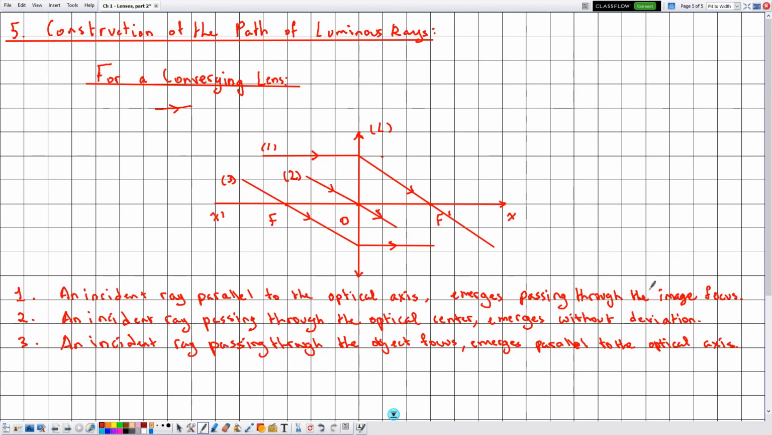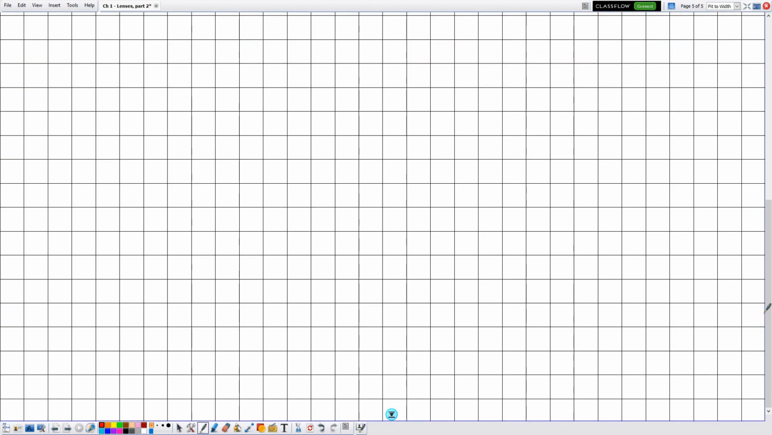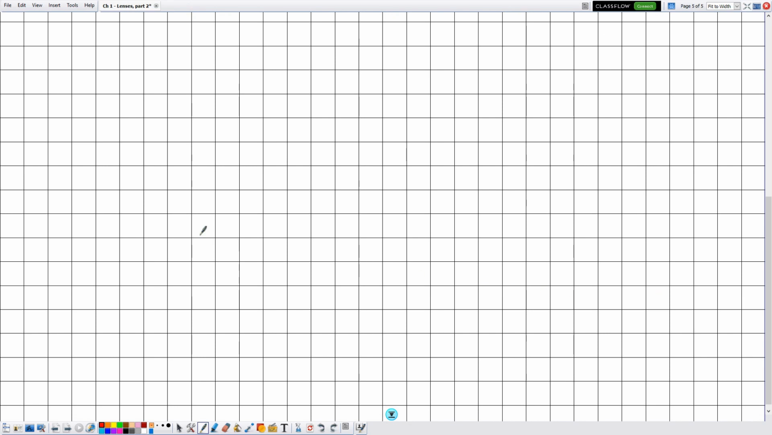So this is the construction of the path of luminous rays for a converging lens. The rules are that the parallel incident ray is related to the image focus, the one passing through the optical center emerges without deviation, and the one passing through the object focus emerges parallel to the optical axis. We will apply the same rules for a diverging lens. Then let's do the same for a diverging lens.